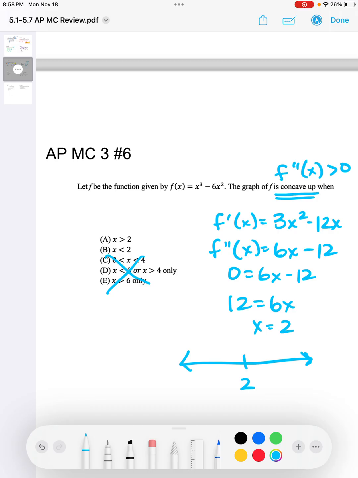And if I take 0, something less than 2, and plug it into the second derivative, I get -12. And if I plug in something a bit greater than 2, something like 3, 3 times 6 is 18 minus 12. That's going to be positive. So concave up, I'm looking for where the second derivative is greater than 0. So that's where it's positive. So that's going to end up being A. x's are greater than 2.